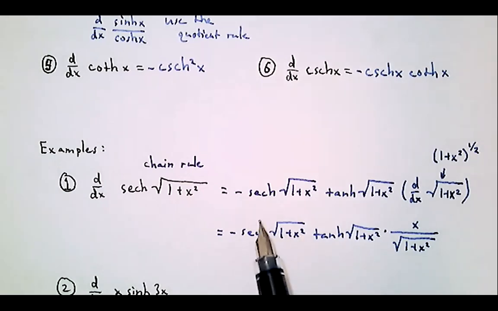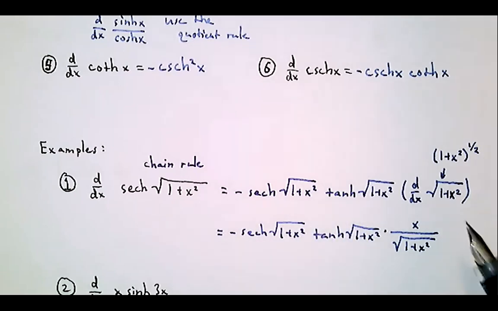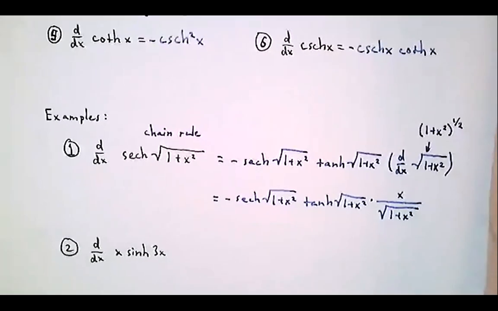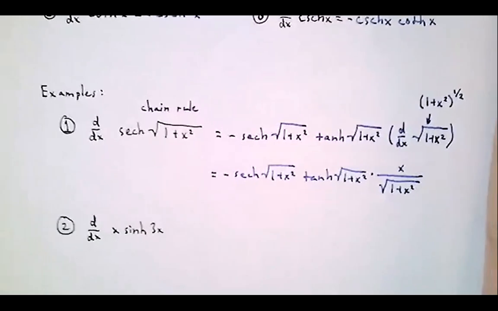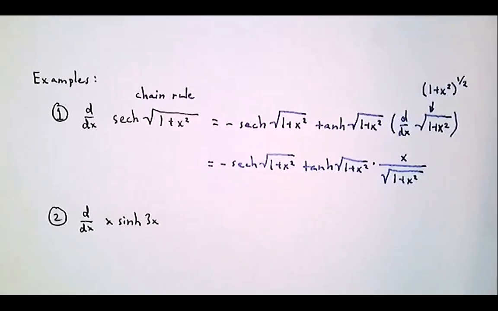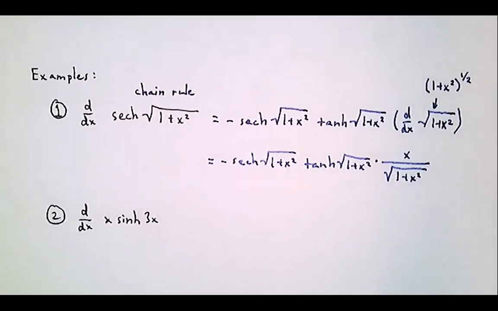Okay, so this first part involving the hyperbolic functions, this is the new part of the problem. Taking this derivative should be something that you guys are familiar with, I hope. Okay, so one more example. This one is x times sinh of 3x. And we're taking the derivative, of course, still.